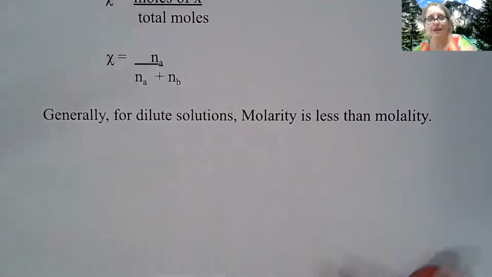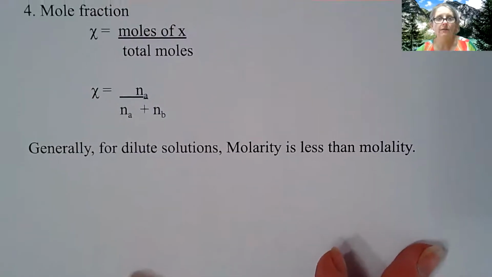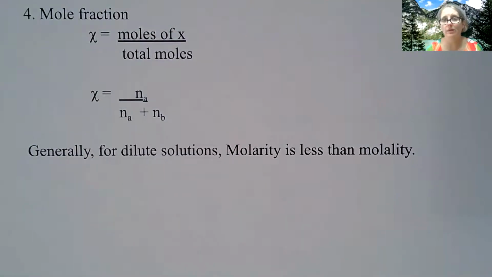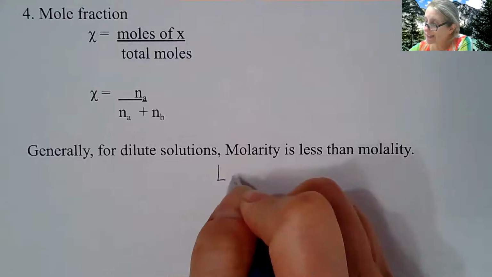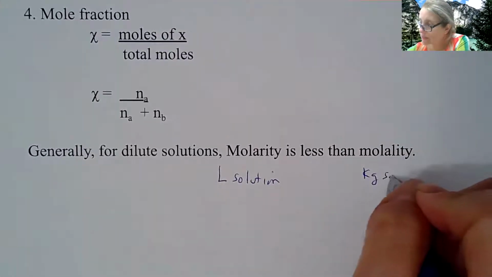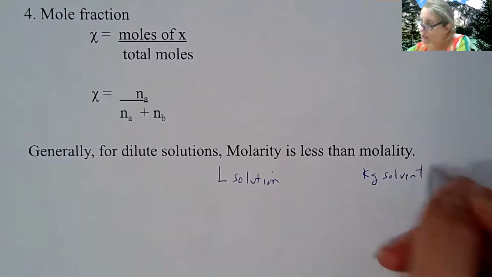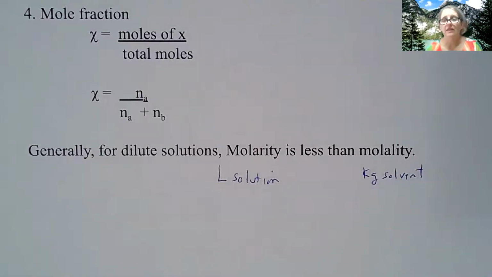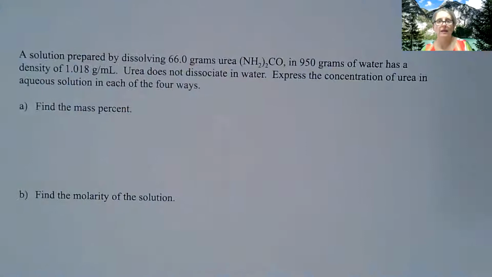And then I gave you a statement. Generally, for dilute solutions, molarity is less than molality. And that is due to the fact that molarity is liters of solution, while molality is just kilograms of solvent. So that is why you will see that the molarity number is usually a little bit smaller than the molality because of that. All right, so let's try some calculations with this so you can kind of see how it works.